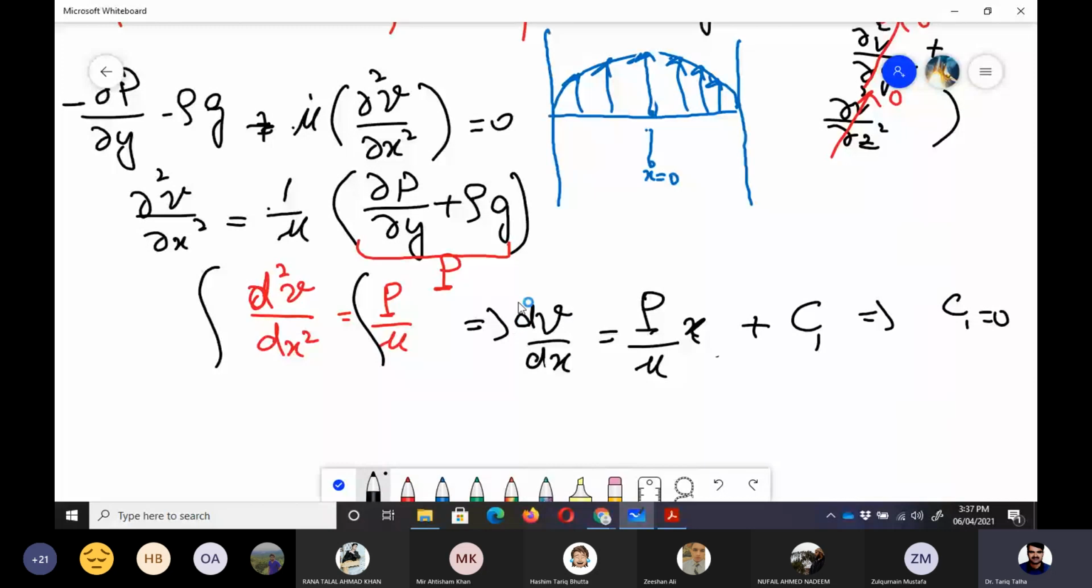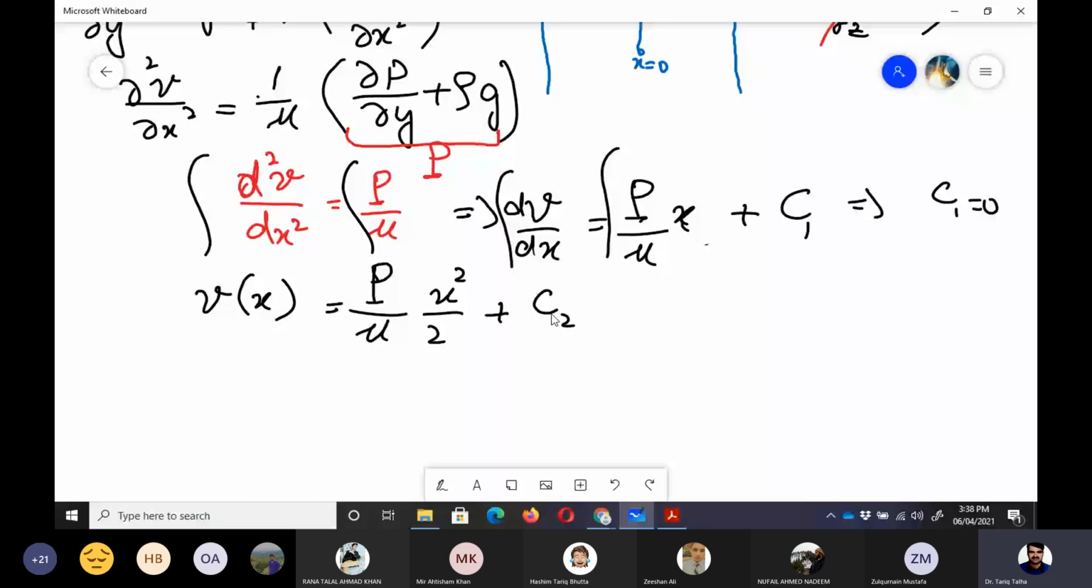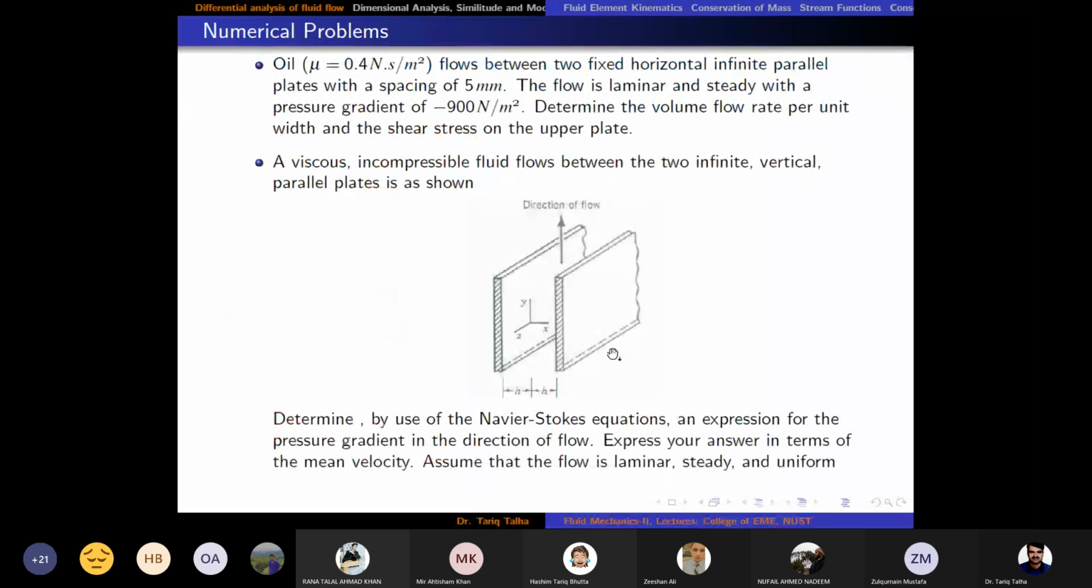And then if we want to calculate v from here, we take the second integral. So v of x is equal to p by mu into x squared by 2 plus C2, because C1 is already 0. Now if we want to calculate C2, all we need to do is put in x is equal to h. H is the distance from the center line.